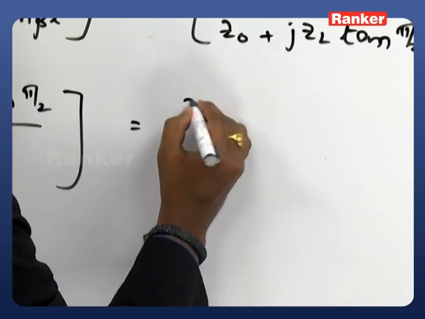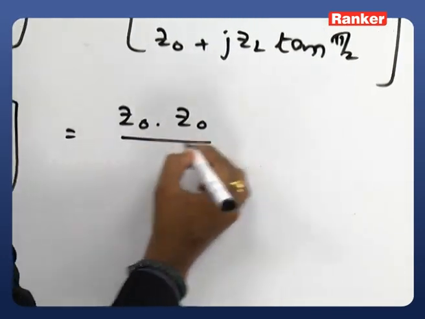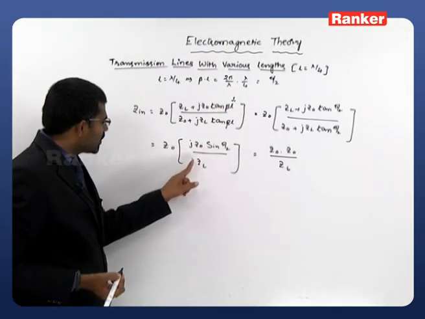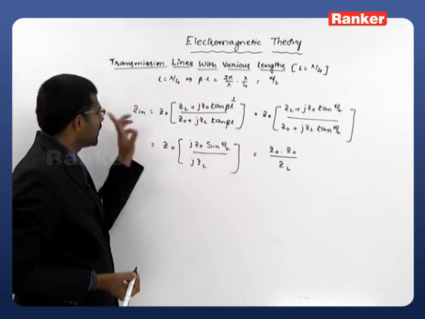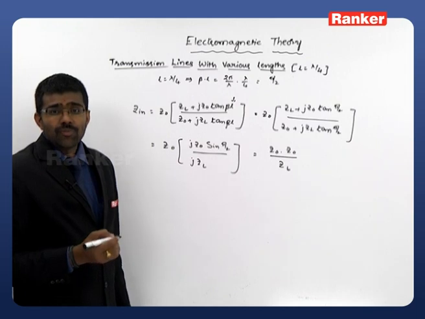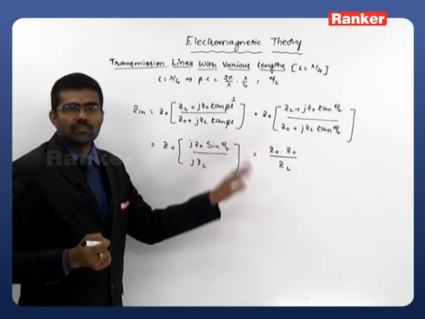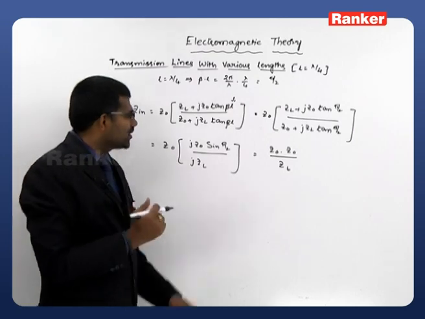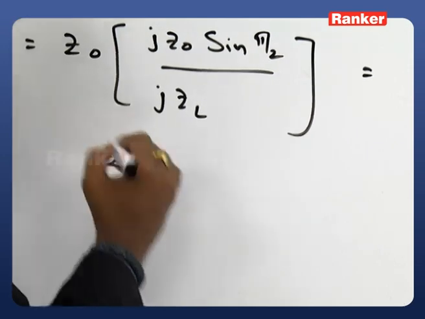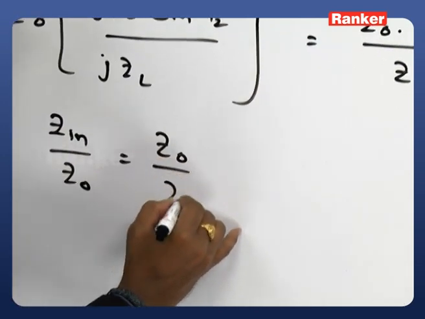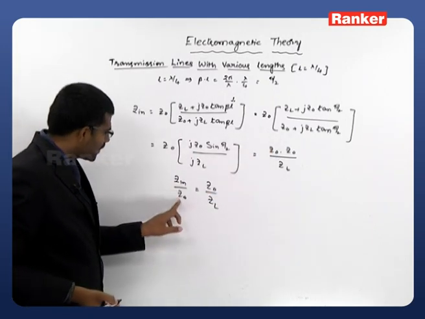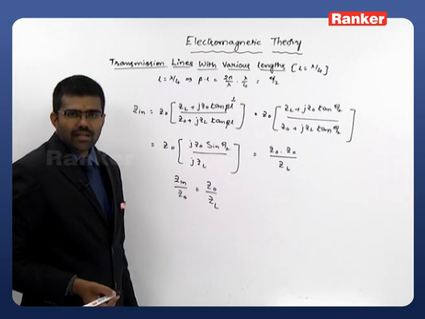Directly I will write that as Z0 into Z0 divided by ZL. Z0 into Z0, the j's will be cancelled, sin pi by 2 is 1. Zin is equal to Z0 into Z0 by ZL. That is the equation you are supposed to remember, but there is a great significance to this particular term. For that, I try to manipulate this equation as Zin divided by Z0 is equal to Z0 divided by ZL. This Z0 was brought to the left hand side. Then Zin divided by Z0 is equal to Z0 divided by ZL, I am writing.